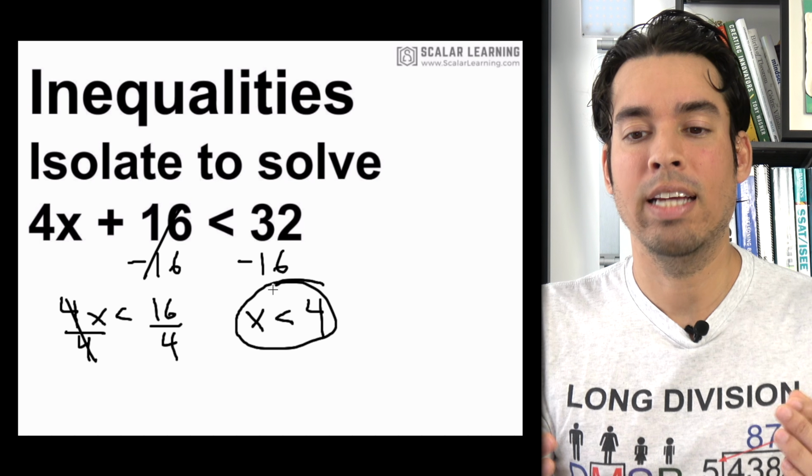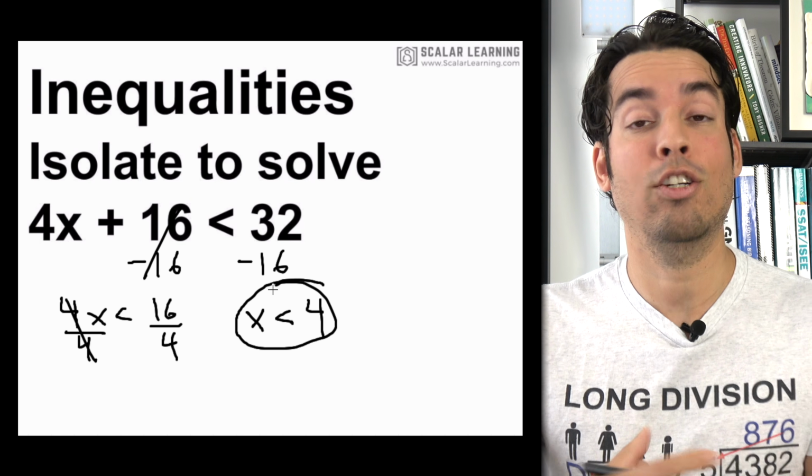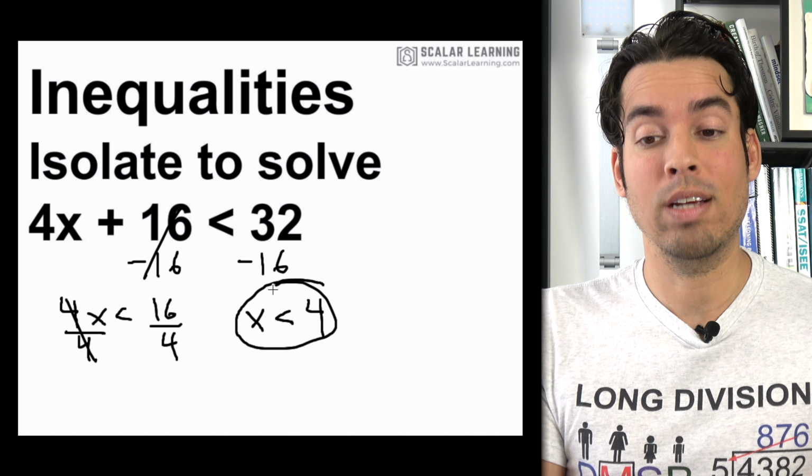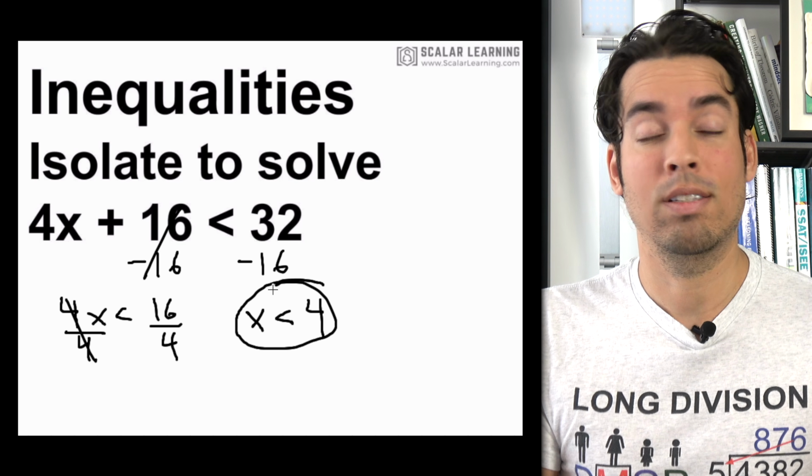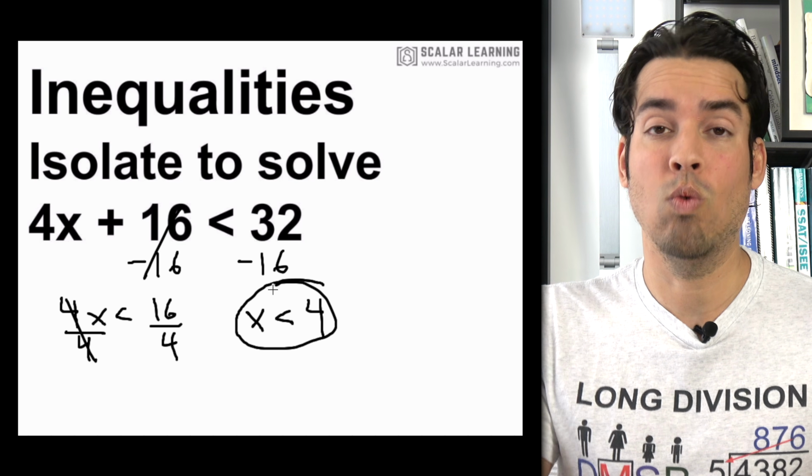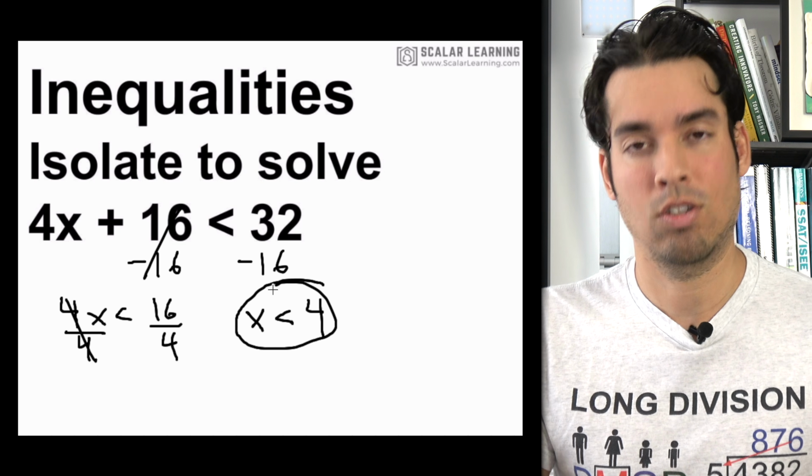So once again, we've used variable isolation. We don't have one specific solution. This is actually an infinite amount of solutions, right? Because everything that is less than 4 satisfies this inequality, meaning 3, 2, 1, negative 100, negative 1,000,000, and so on and so forth.